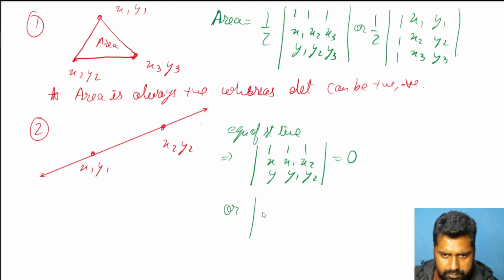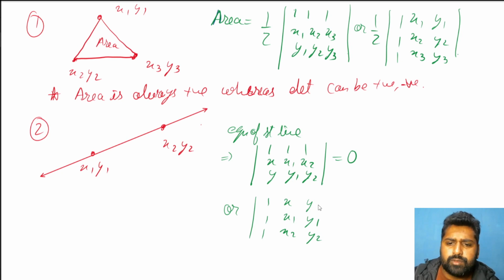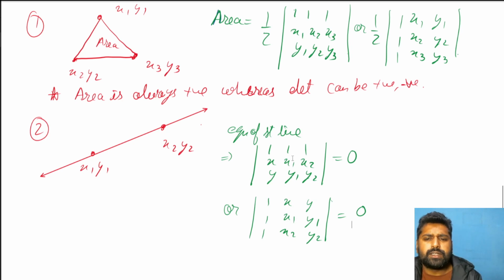Or you can write it like 1, 1, 1, x, x1, x2, y, y1, y2. Remember that x1, y1, x2, y2 will be some coordinates, so those values you'll know. X and y will stay x and y, because your equation will consist of x and y. The equation of a straight line is ax plus by plus c equal to 0. This is the property of determinants: you can write it row wise or column wise, it won't make a difference. Basically this is nothing but a transpose of it, so the transpose determinant is all the same. We'll study this in the properties.